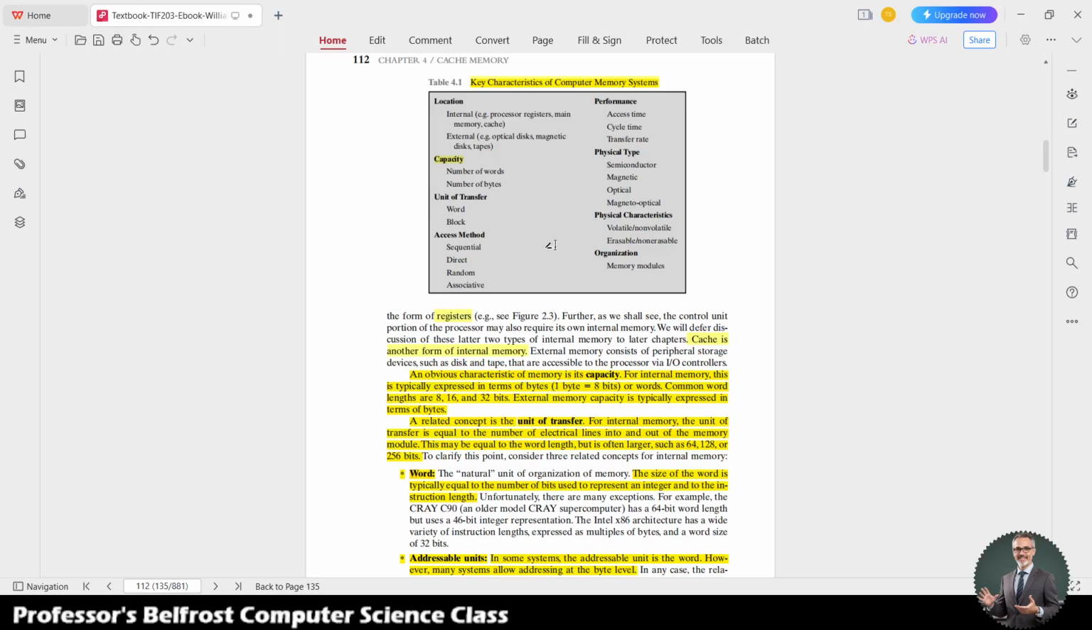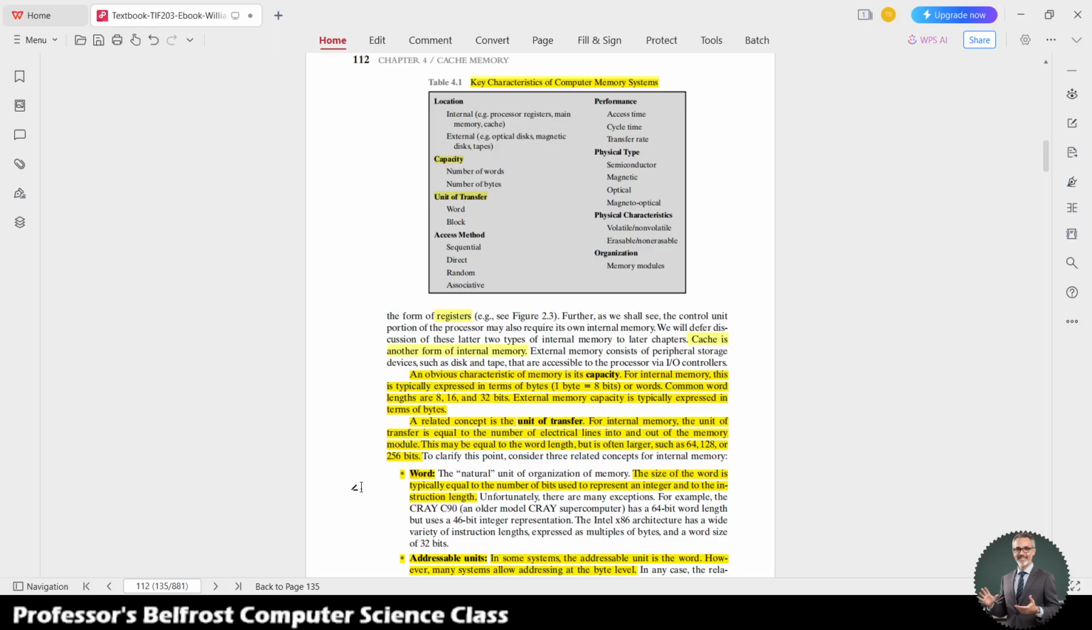A related concept is the unit of transfer. For internal memory, the unit of transfer is equal to the number of electrical lines into and out of the memory. Actually, this is called the bus. This is equal to the word length, but it is sometimes larger.